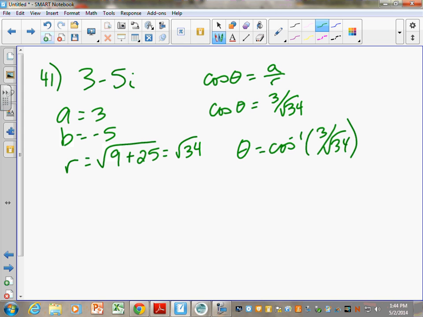They said, what if they do it in degrees? I don't know, but make sure if you're doing it in degree mode that you put a degree symbol in your answer. Because if you don't have a degree symbol, then I assume that it's a radian.